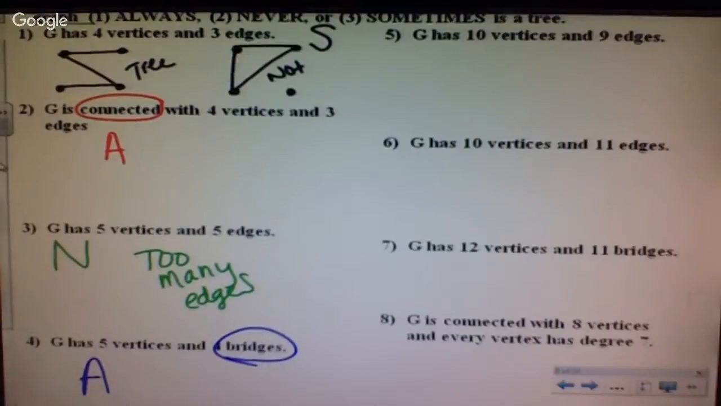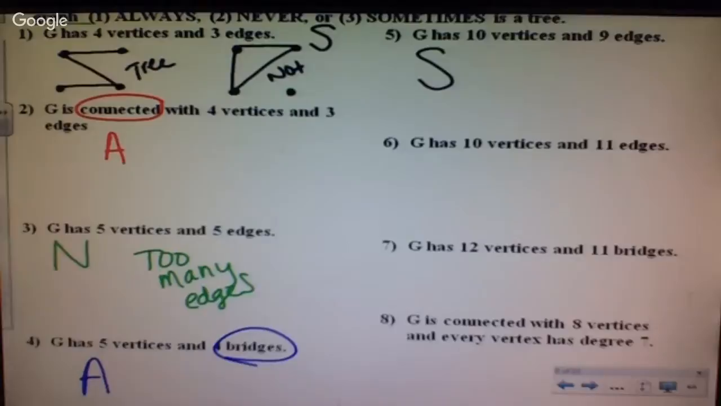Okay? Number 5. 10 vertices, 9 edges. What you got, Gianni? Sometimes. Okay? Sometimes. This is just like number 1. You have the right amount of vertices and the right amount of edges. But this does not say it's connected. It doesn't say I have bridges. So this is just like number 1.